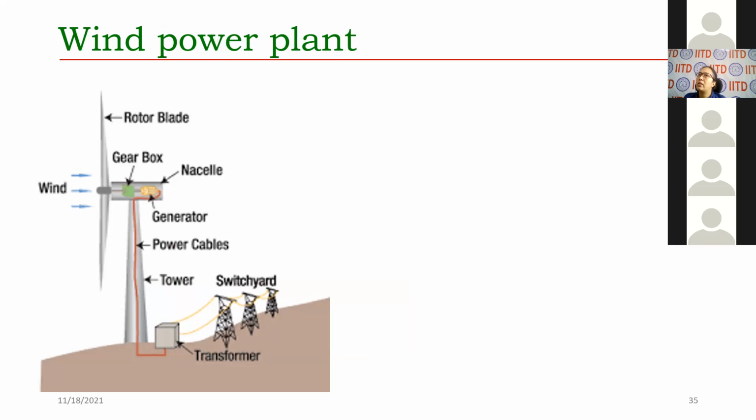Now let's look at the wind power plant, some of the renewables as we discussed. So wind, as you can see here, is very simple to look at. Here is wind which is blowing. There are the rotor blades.